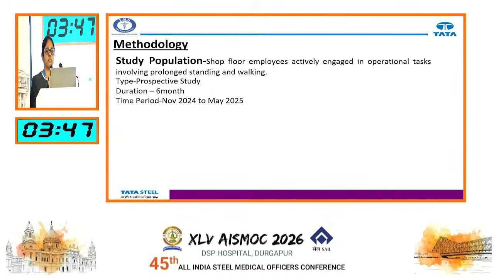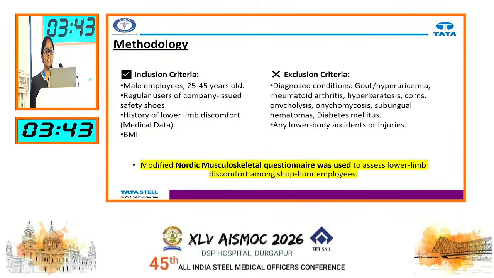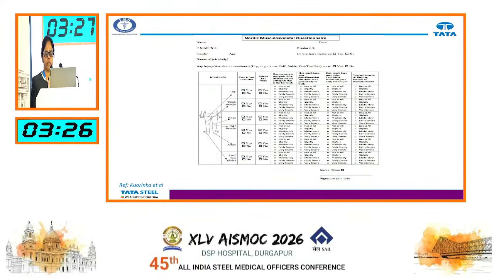So this is a prospective study conducted over a period of 6 months. We have included male shop floor employees aged 25 to 45 years who have been regularly using safety shoes and with a history of lower limb discomfort, and the exclusion criteria are already mentioned here. To assess the lower limb discomfort, we have used a modified Nordic musculoskeletal questionnaire. This is the questionnaire we have used in this study.